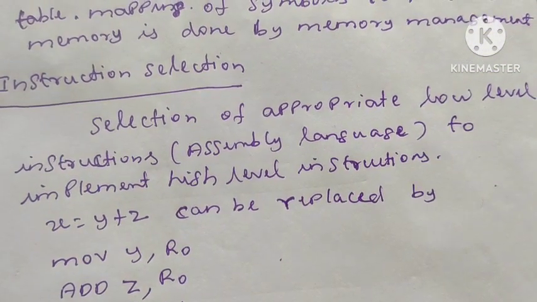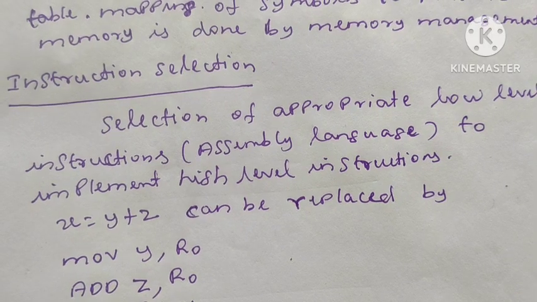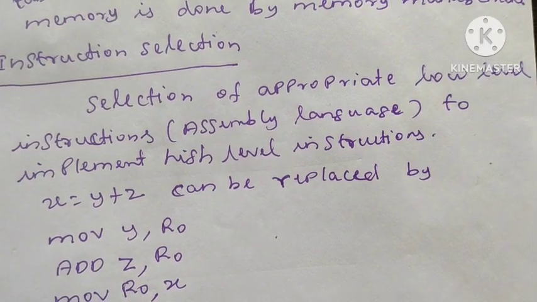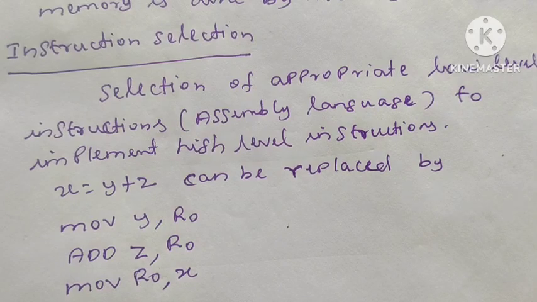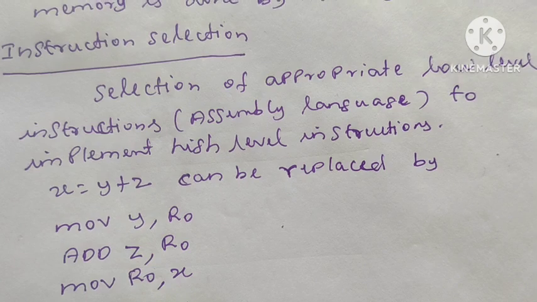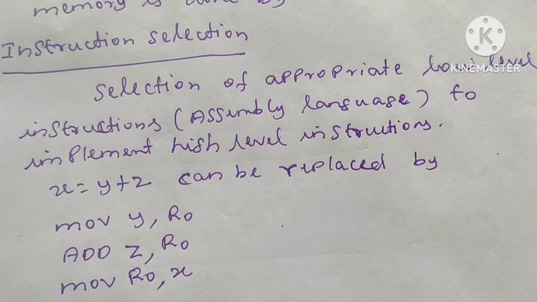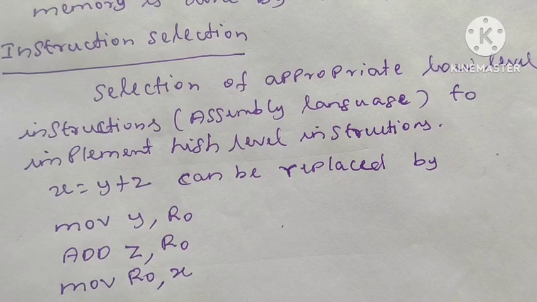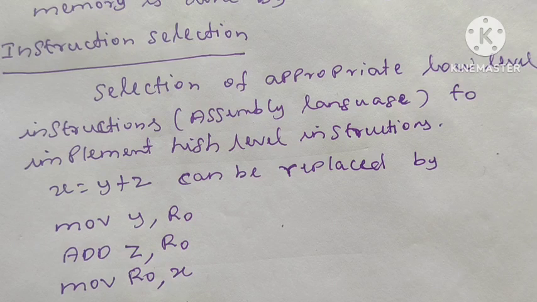And the next one is instruction selection. So what is instruction selection? You know that we write programs in a high level language, for example C, Java, Python, whatever language you are writing, which is called a high level language. But computers cannot understand such high level languages. They can understand only low level instructions. So we have to replace these high level instructions with low level instructions. For that we need a specific set of instructions which is accepted by a processor, and using such instructions is called instruction selection.